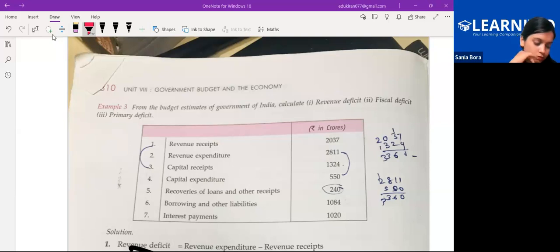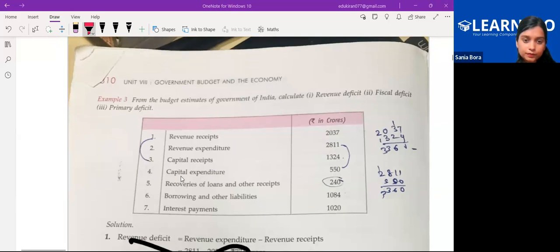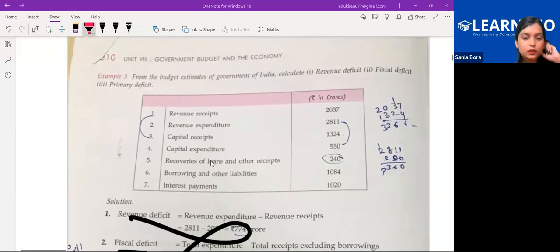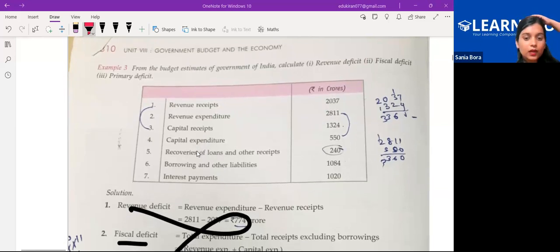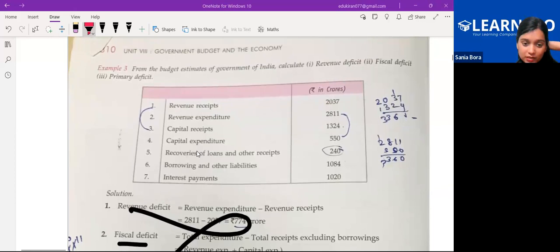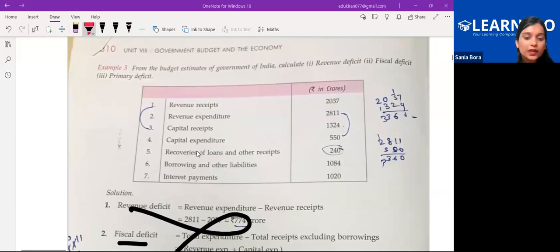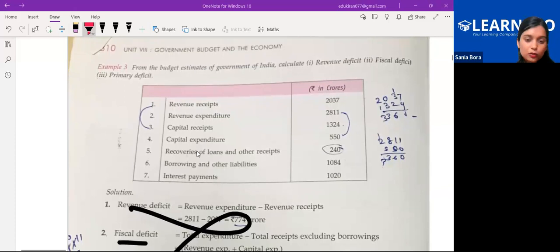Excuse me, ma'am. For the second, capital receipt including borrowing, which one do I have to take? Capital receipt and this borrowing one? Total receipt excluding borrowing you will take. Total receipt minus the borrowing, yes, excluding borrowing. The second one, fiscal deficit, is total expenditure minus total receipt excluding borrowing.